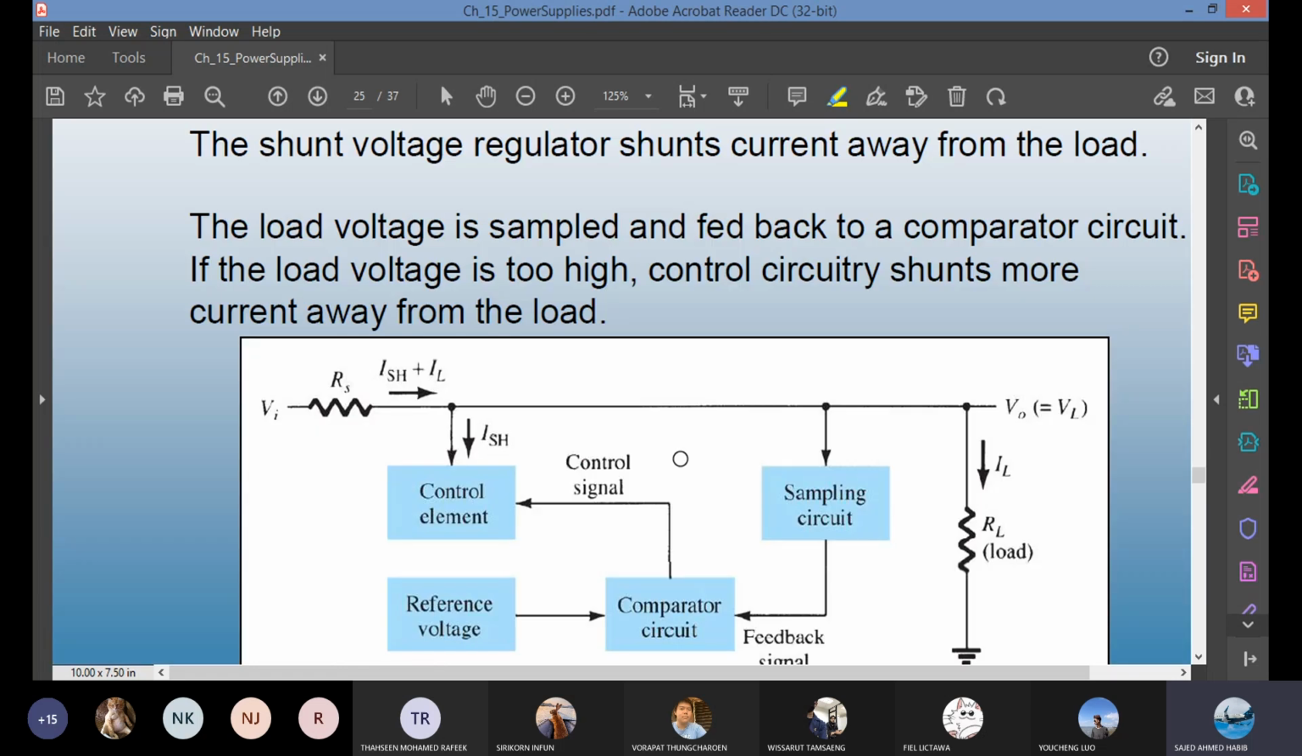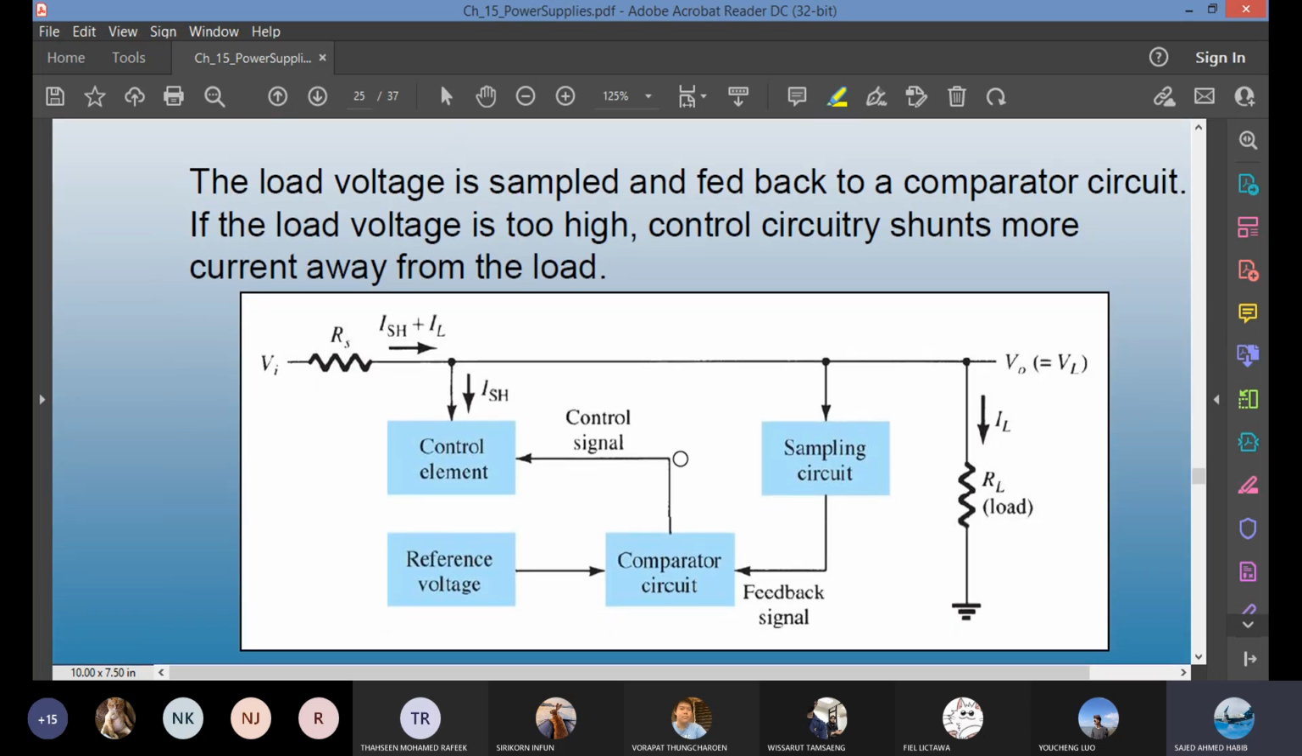There's another type of voltage regulator known as the shunt. This is again a block diagram. We start with the block diagram. A shunt path is a bypass path. In electronics, shunting means creating a low resistance path for electric current to allow it to pass around another point in the circuit.